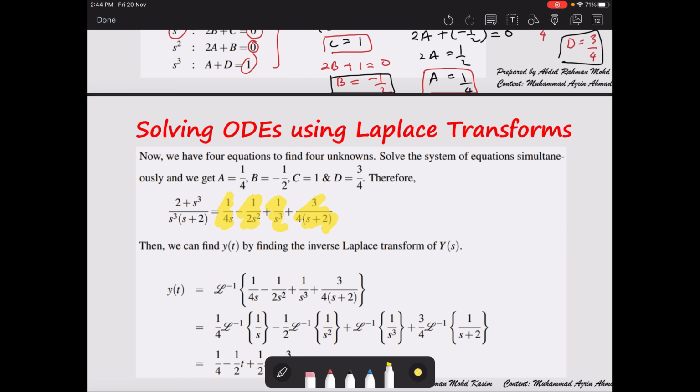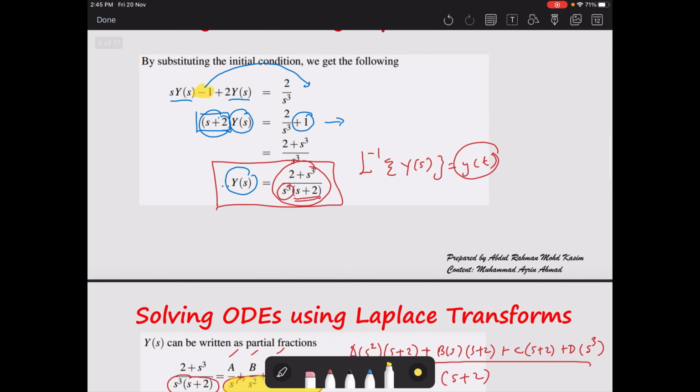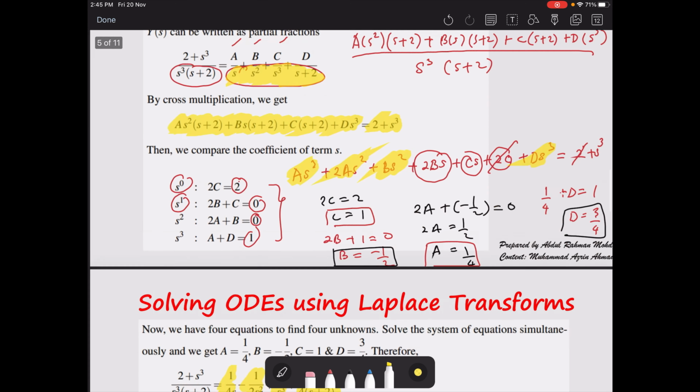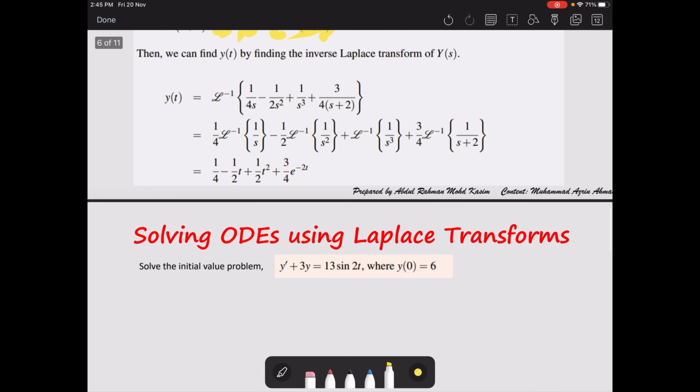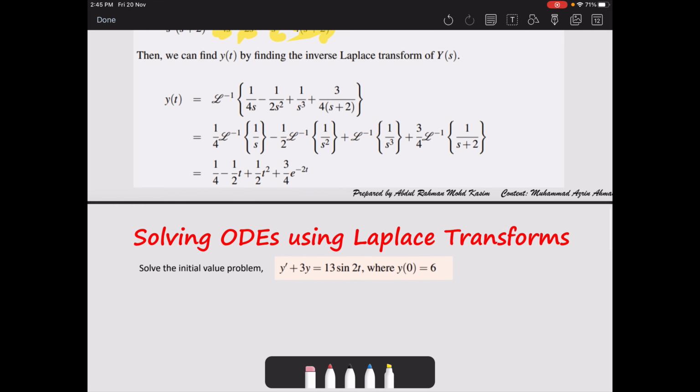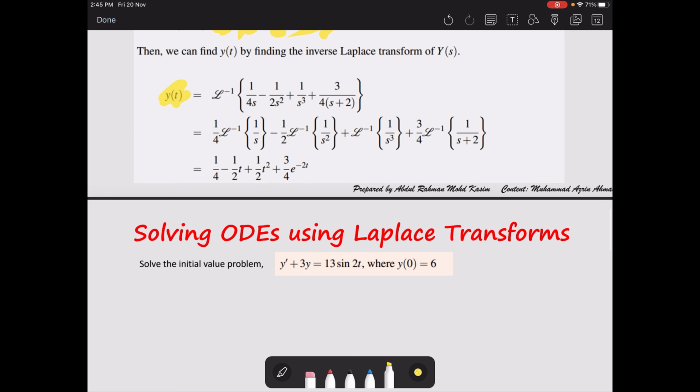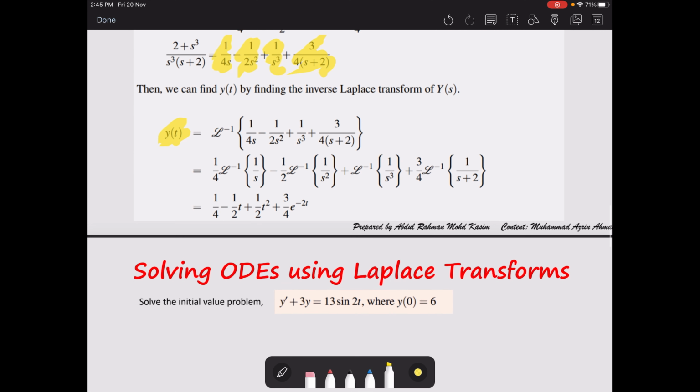So basically, you want to find y(t). So you inverse the left hand side here, and you will get y(t). So you will have y(t) over here. And then for every term in the right hand side, you need to inverse it.